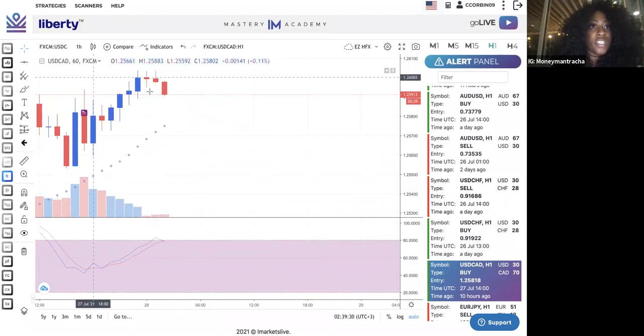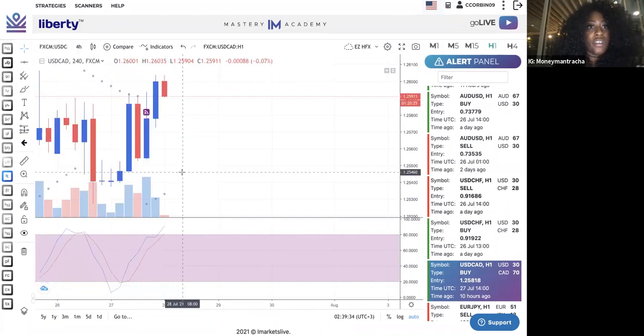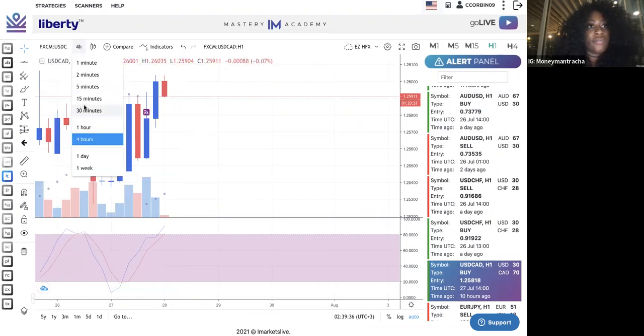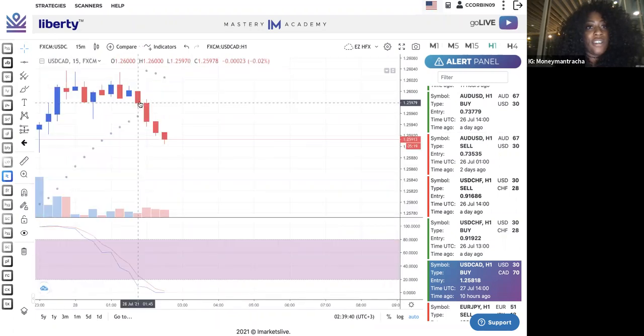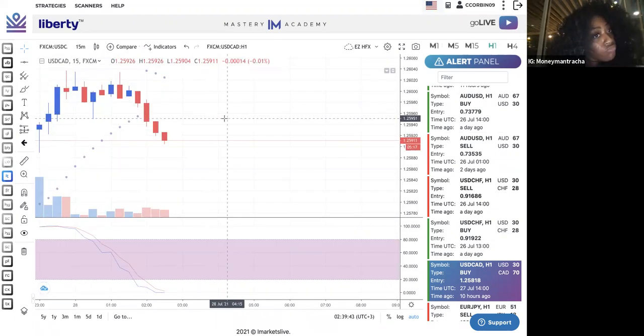So we can see USD CAD is not good in the hour, but let's see. Let's take it up a little bit. Nah. Not good. 15. Okay, USD CAD. Y'all see this? This is a great setup for a quick little 15-minute sell. I would do like a quick little 10 or 15 pip.